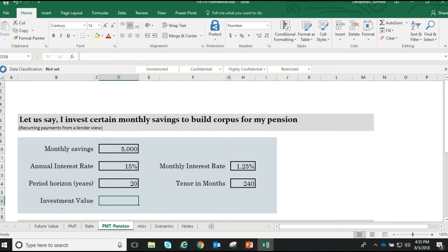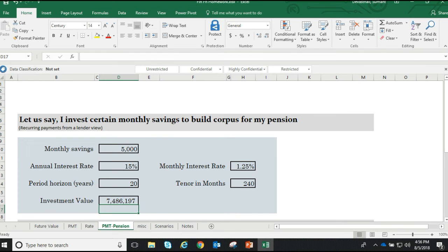Okay, moving to the next tab here. Let's say that we have a 35-year-old professional who wants to save to make a corpus for his future pension needs by investing 5,000 rupees monthly into an equity mutual fund, assumed to give 15% returns, for the next 20 years. Let's see what his corpus would be. Okay, we know what to use here. It's the future value function: the rate, the periods, and the payment, negative for the reasons you already know, right? So here's the corpus he will have.